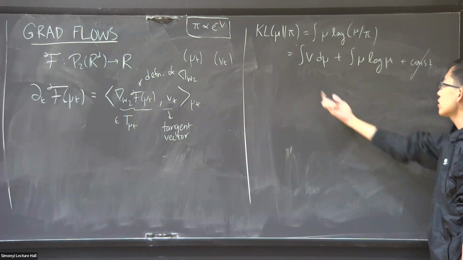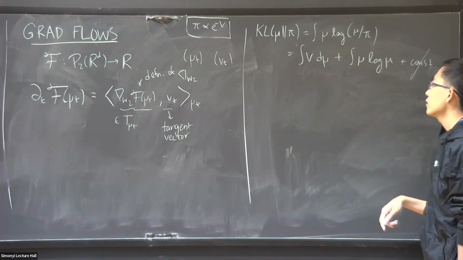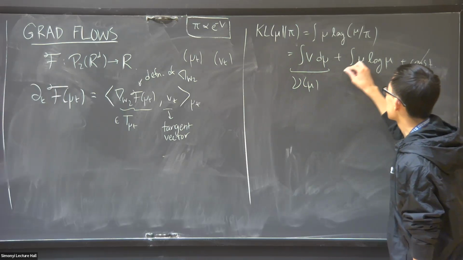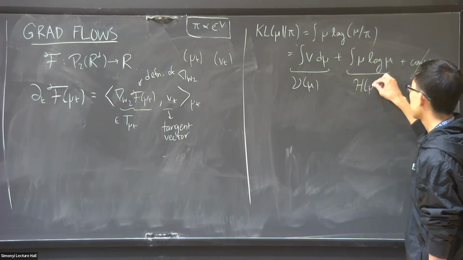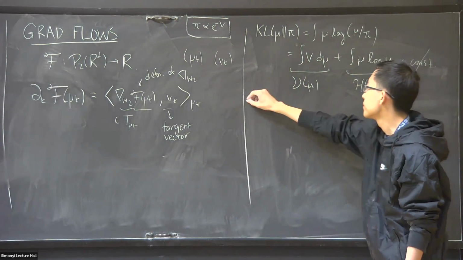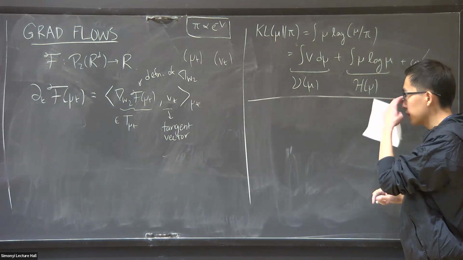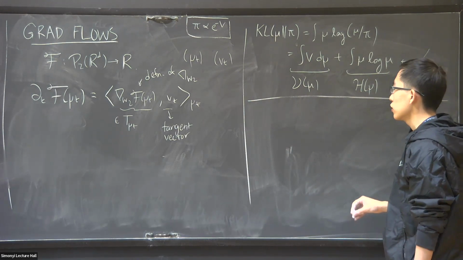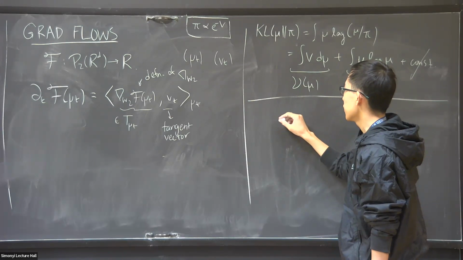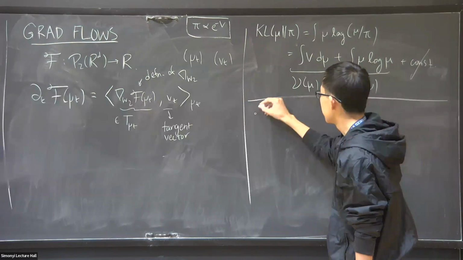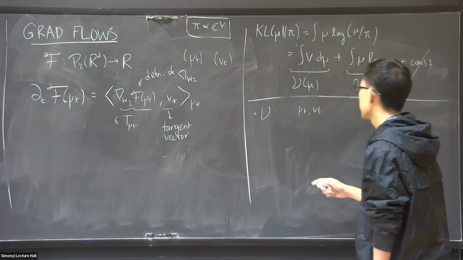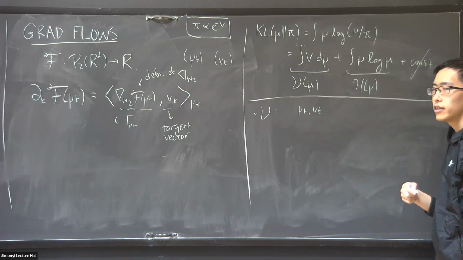Okay, so this is called the potential energy functional. This is called the entropy functional. Let's call this curly V and this curly H. We're going to compute the gradients of these separately, just according to this recipe. So let's do this starting from V.